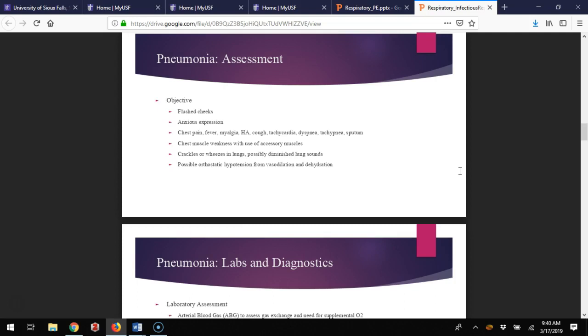If you've got a big area of atelectasis and an area that's impinged by all this fluid and bacteria, it'll often sound dull when you percuss on it, or when you're listening to it, it's going to be diminished severely. This can also lead into orthostatic hypotension related to vasodilatation and dehydration.